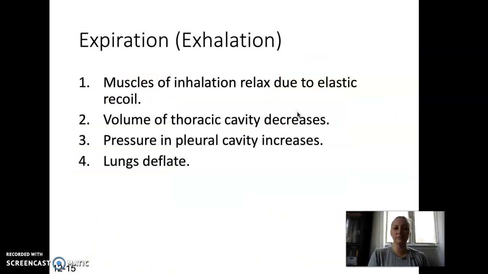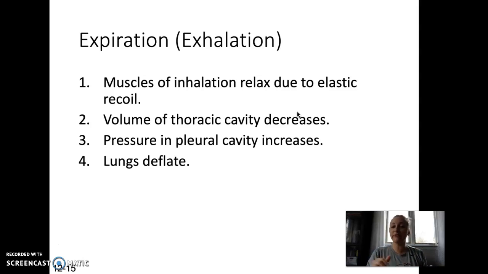For expiration, we're talking about breathing out. Our muscles and the elasticity of the lungs actually make it so that everything relaxes and moves back to its original shape. So the rib cage drops back down.